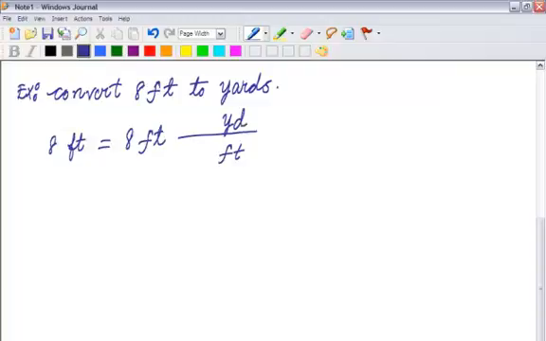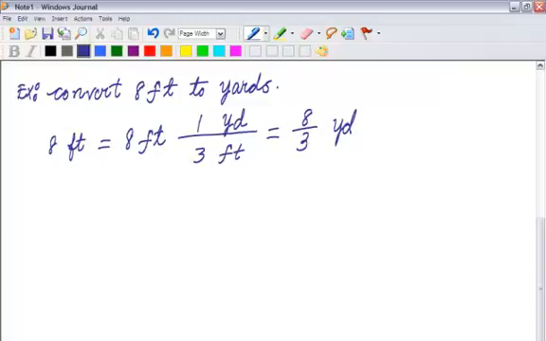Now the question is, how many feet goes into how many yards, okay? So I know that 3 feet is the same as 1 yard, okay? So that means what I have is 8 divided by 3 yards.